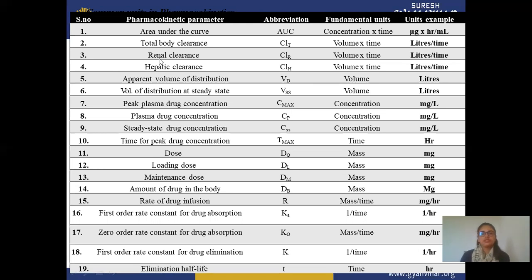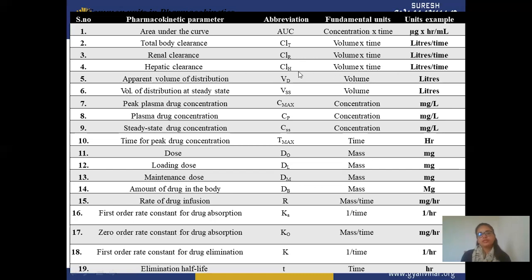First is the area under the curve. The abbreviation is AUC, the fundamental unit is concentration × time, and the unit example is µg·hr/mL. Next is total body clearance, that is CLT. Volume per time is the fundamental unit, and the unit example is liter per time. Third is the renal clearance, CLR, with volume per time as the fundamental unit, liter per time.